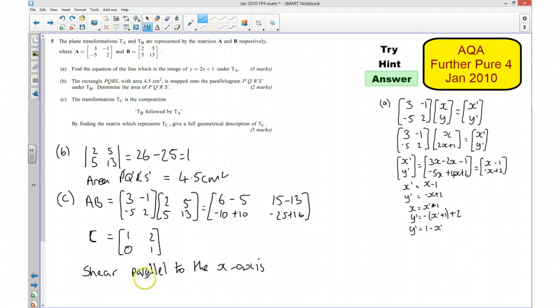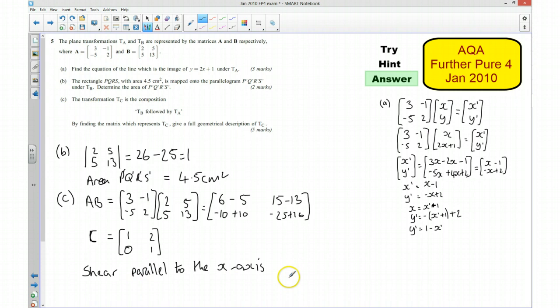Okay, so the x-axis in fact will be invariant, so any points on the x-axis will stay where they are, and this shear is going to be parallel to the x-axis. If this had been 0 here and a 2 or 3 or 4 or something here, then it would have been a shear parallel to the y-axis. In order to give our full description though, we also need to show where a point maps to. And as long as we choose a point that isn't on the x-axis, because anything on the x-axis will map back onto itself, then that will do as part of our description.